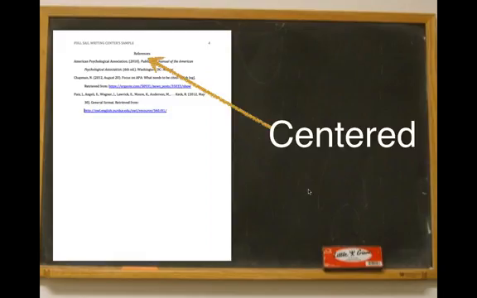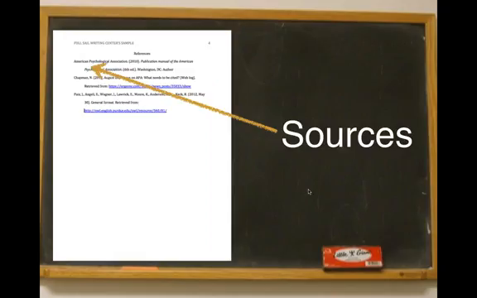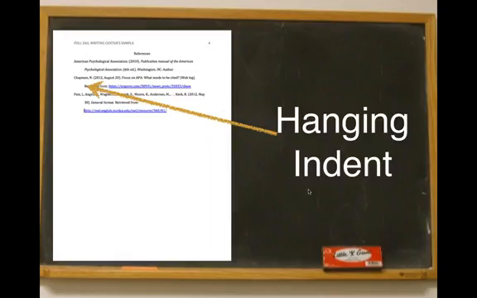You shouldn't use bold or italics, and it shouldn't be underlined. Your sources should be listed alphabetically by author's last name. If an author has more than one work, organize them by date of publication. And the reference list should be double spaced with no extra spaces between sources. Every line after the first line of each entry should be indented. This is called a hanging indent.